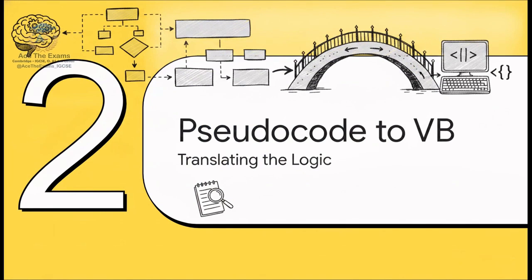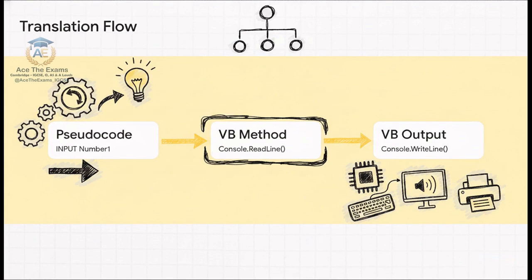Moving on to Section 2, Pseudocode to Visual Basic, translating the logic. So here is the exact translation flow you need. Step 1 is your syllabus pseudocode, something like input number 1. That's your abstract logic. Step 2 translates that directly into a concrete Visual Basic method, which is Console.ReadLine. This is how you actually fetch the input in a console app. And Step 3 completes the whole cycle with the output method, Console.WriteLine. You're basically mapping your abstract algorithmic thinking directly into the precise language vocabulary that examiners want to see.